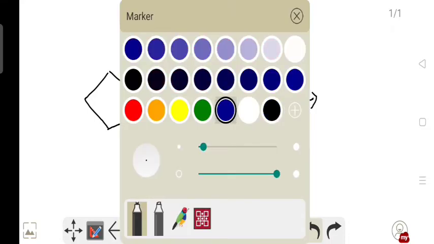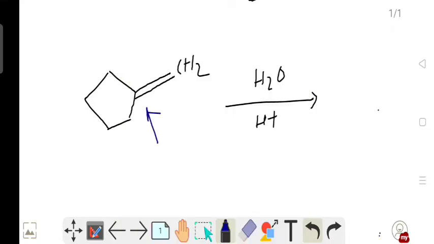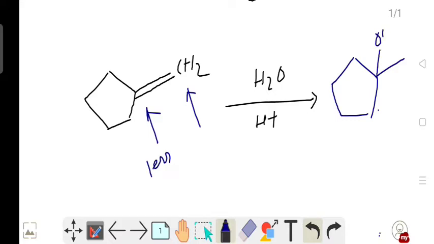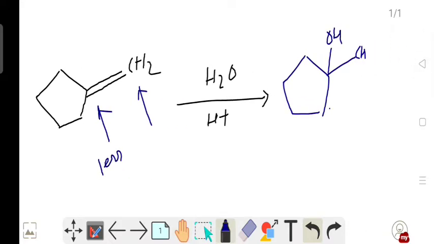If you notice that one carbon has 0 hydrogen and the other has 2 hydrogens, so the one with 0 hydrogen has fewer. So the product will be: here there is OH and this one is CH3. So this is the product. This is the addition of OH, or addition of H2O, to the double bond.